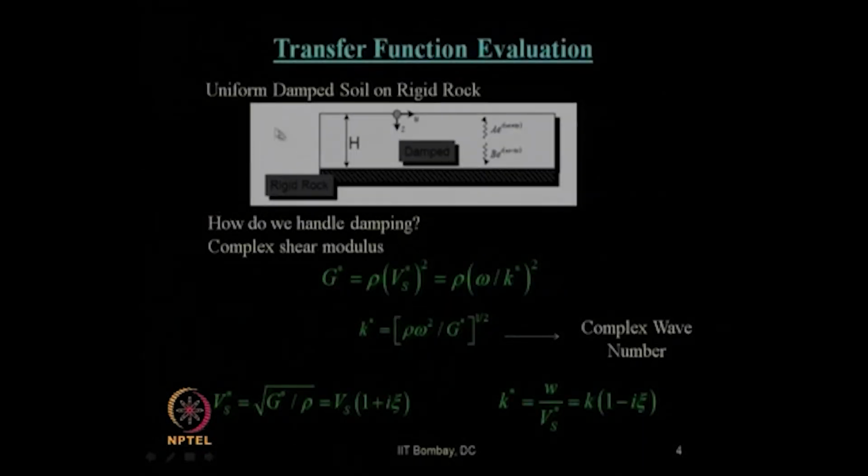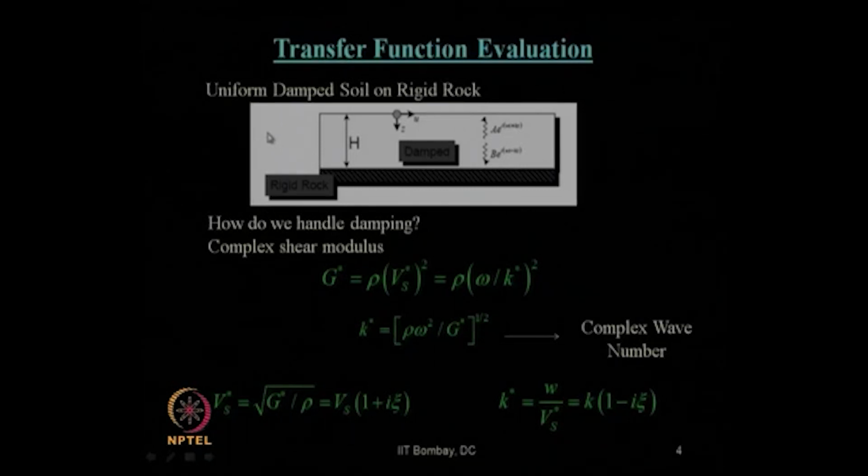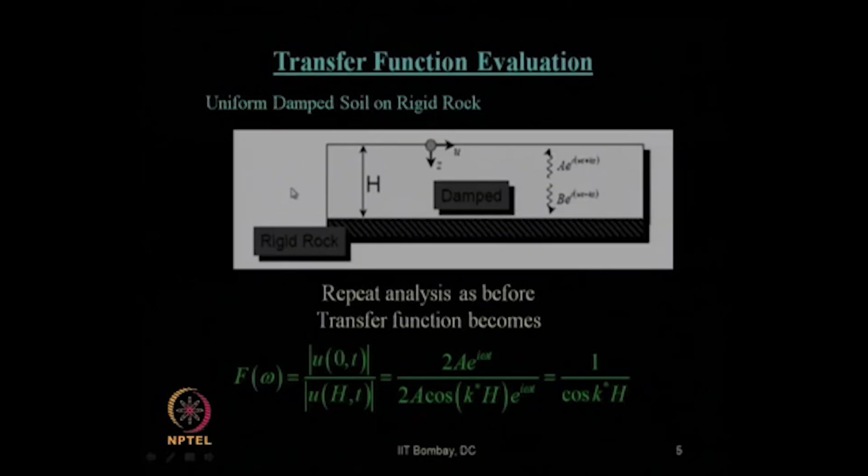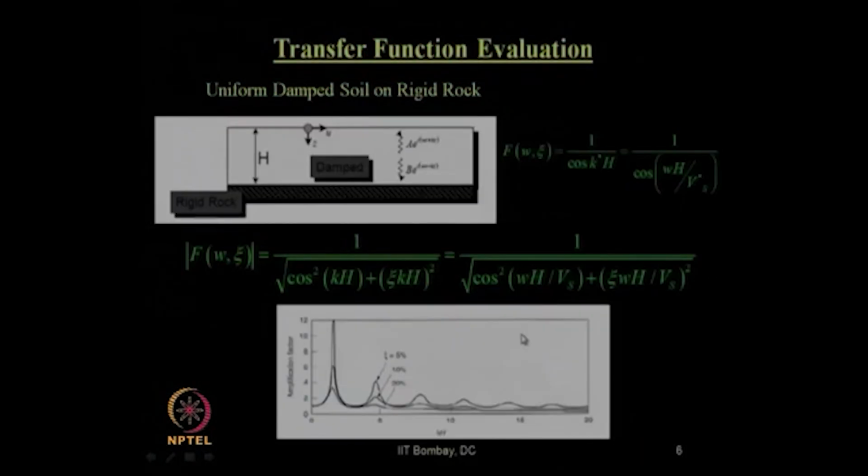So, we have seen various cases of how to estimate the transfer function. For uniform damped soil, this is the way we calculate the transfer function, and this is the expression, which is nothing but the ratio of the displacement function at ground to that at the rock level, that is the interface between the soil and rock. Then we have seen the expression for this transfer function, which is a function of the frequency and the damping ratio, which can be expressed as an amplification factor in terms of kH. So, we can see as the damping ratio increases, the amplification factor will decrease, and so on with the number of cycles.